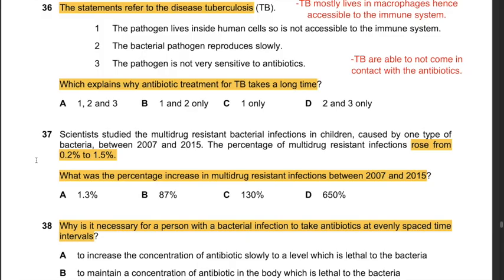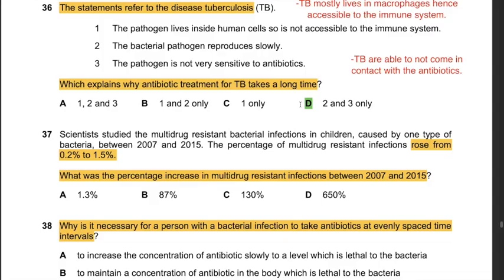Question 36. The statements refer to the disease tuberculosis. 1. The pathogen lives inside human cells, so is not accessible to the immune system. 2. The bacterial pathogen reproduces slowly. 3. The pathogen is not very sensitive to antibiotics, which explains why antibiotic treatment for TB takes a long time. Statement 1 is not a correct statement. It is because TB mostly lives in macrophages. Hence, it is accessible to the immune system, as macrophages are part of the immune system. Therefore, statement 1 is incorrect, leaving us with the only possible answer, that is D, 2 and 3 only.